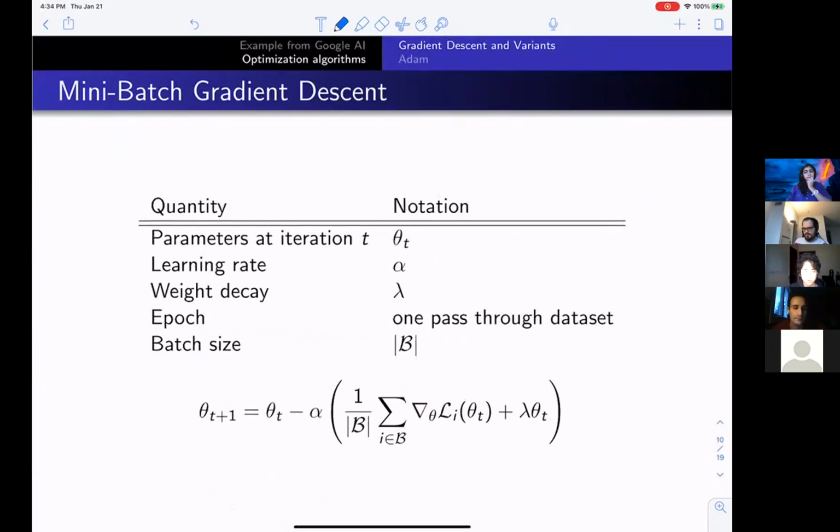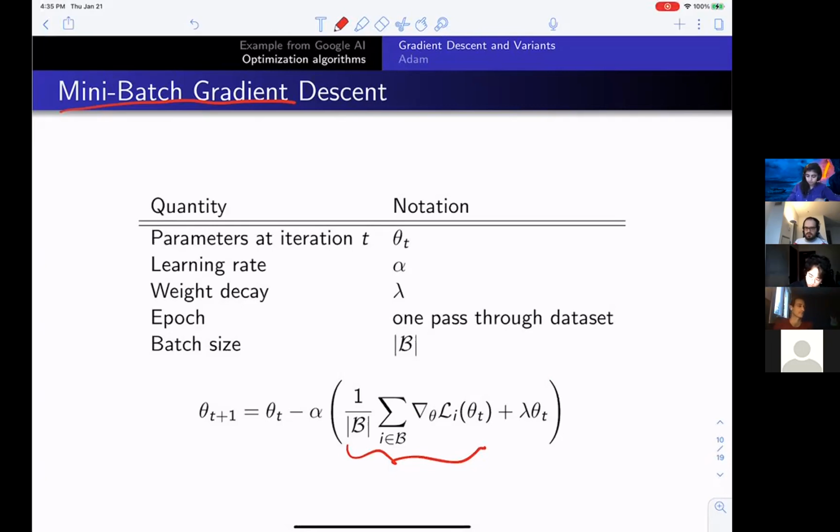Okay, so in the previous example, we calculated the gradient based on a single example, right? Just the ith example. But there is actually something called mini-batch gradient descent. What does mini-batch gradient descent do? It calculates the gradient of a small number of examples in the data set. So you pick 100 examples from the data set, let's say, and you calculate the average gradient for those 100 examples.